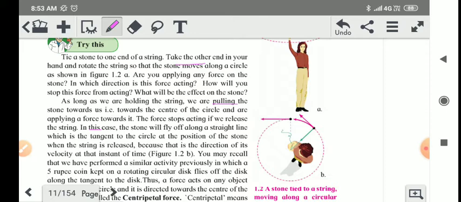So if we release the string, that force will stop, and the stone will fly off along a straight line which is tangent to the circular path. Okay, then you may recall that we have performed a similar activity previously in which a 5 rupee coin was kept on a rotating circular disc.